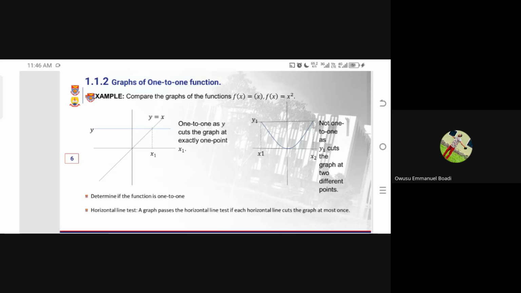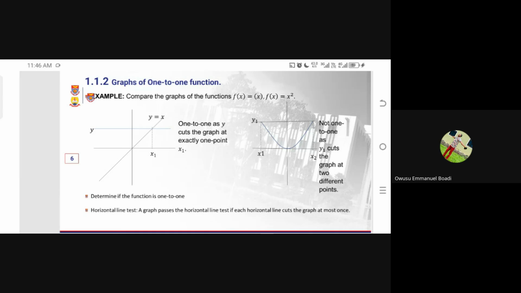So when you have a graph and you are being asked to determine whether it is one-to-one, there is a test that you are supposed to perform, and that is called the horizontal line test. After sketching your graph, you draw a horizontal line through any part of it, and when it cuts only one point on the graph at once, then it is one-to-one. But when it cuts more than 1 point on the graph, you conclude that it is not one-to-one.